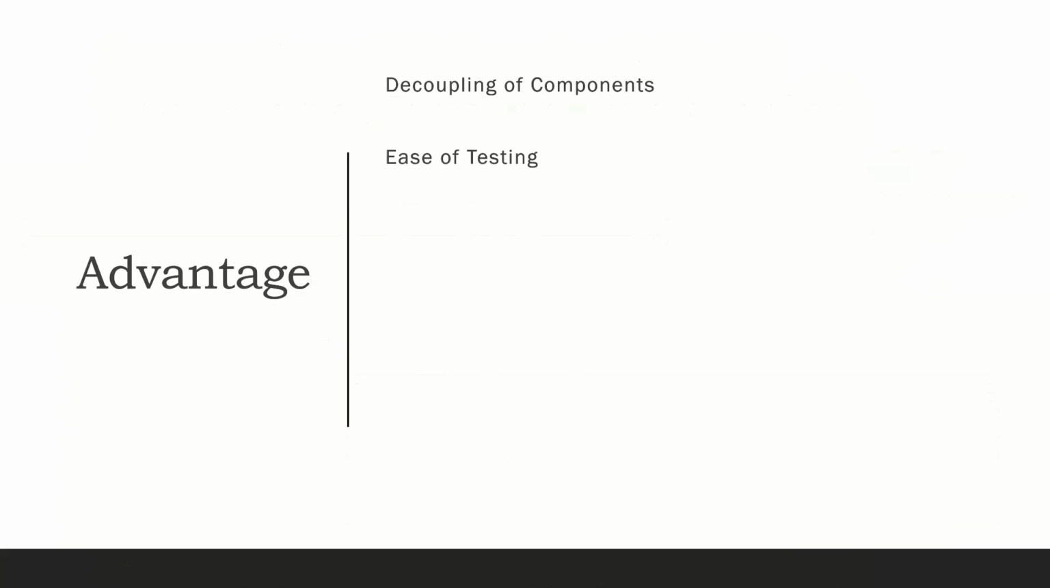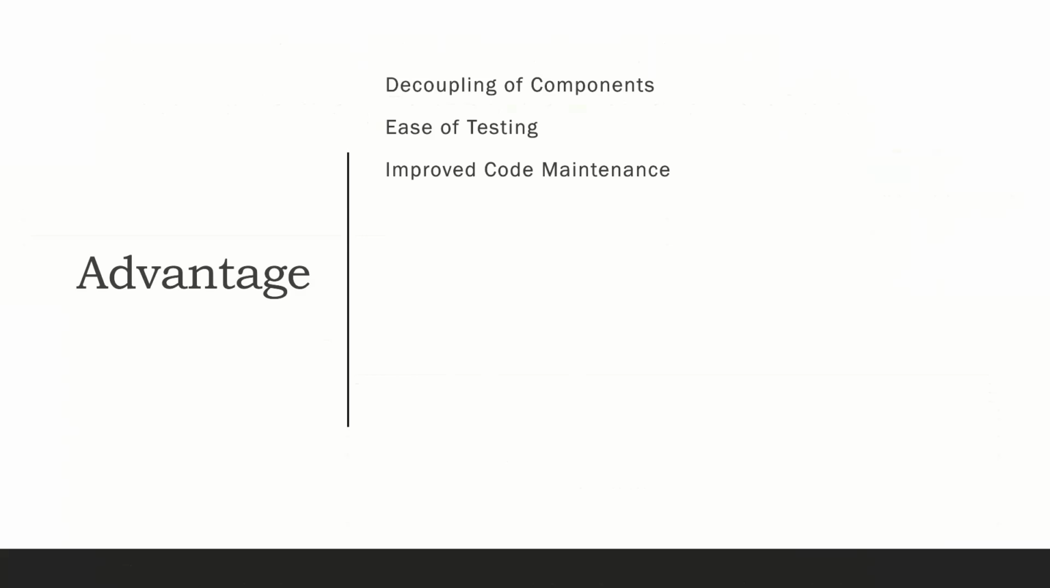Ease of testing. With DI, it's easier to replace dependencies with mocks or stubs for testing purposes. This allows developers to write unit tests for components in isolation, ensuring that tests are focused, fast, and reliable. Testing components in isolation helps in identifying and fixing bugs more efficiently.